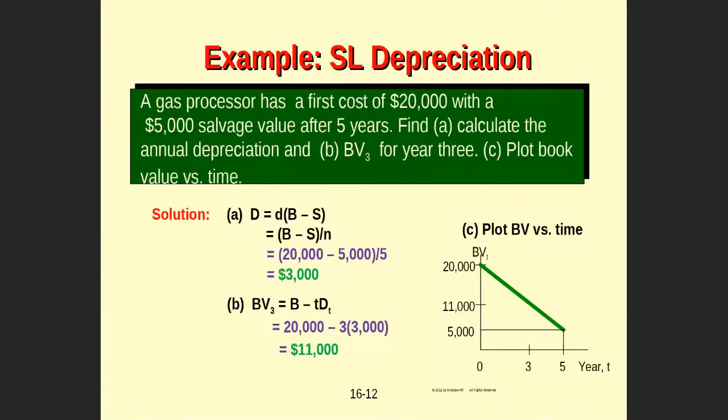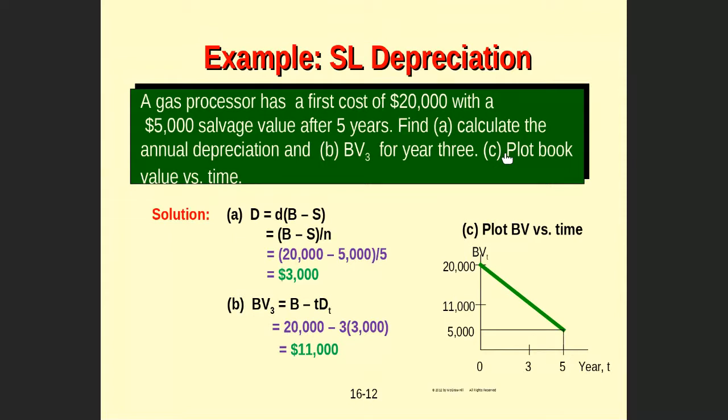Let's see an example of how problems for depreciation look like. A gas processor has a first cost of 20,000 with a 5,000 salvage value. So the first cost or the principal or B is 20,000 and the salvage, which is S, is 5,000 after 5 years. That means the number of years for that machine is 5. Find or calculate the annual depreciation, the BV for year 3, and plot the book value versus the time.